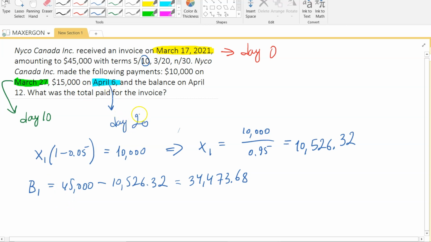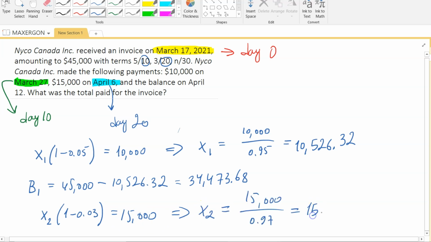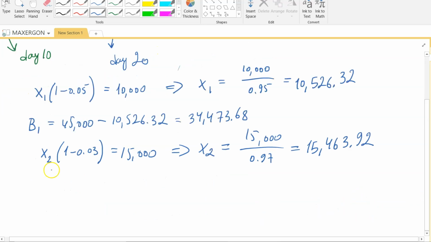After this, the second payment of $15,000 was made on April 6. Because April 6 is day 20, the second partial payment falls into the second discount window, which is 3% discount. We'll find now the second credit received, and that second credit received is of the size that, if discounted by 3%, should result in that second payment, which is $15,000. From here, we'll find X2, $15,463.92.